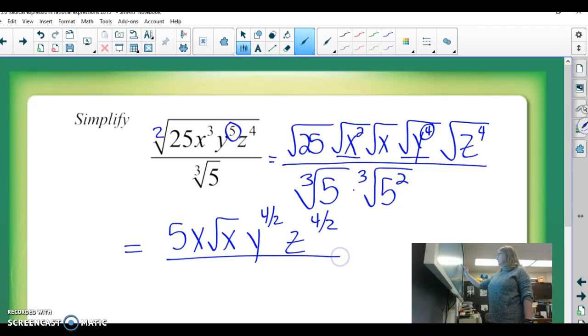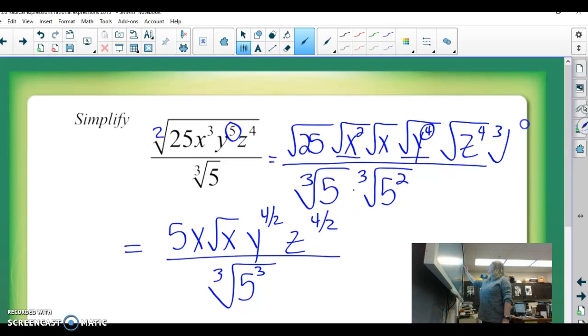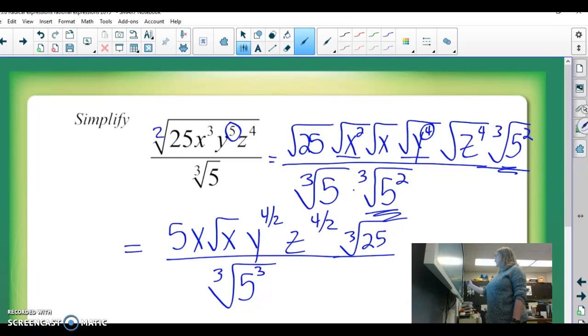In the denominator, when I multiply the cube root of 5 times the cube root of 5 squared, I get the cube root of 5 cubed. Oops, I had to do that on the top as well. I can't just multiply something on the bottom, I have to also multiply the same thing on the top. So I still have this cube root of 25, which is what 5 squared is, up there.